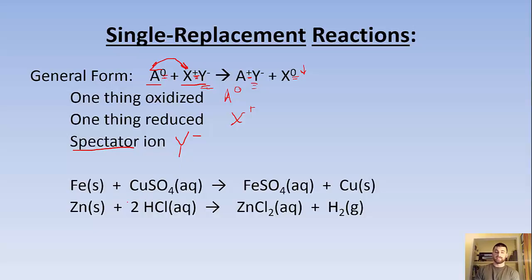So if we take a look at some of these examples, they are also single replacement. You can see iron by itself, it replaces the copper. So now it's the iron with the sulfate and copper by itself. In this example, we got zinc and HCl. Well, the zinc replaces the H, so now it's zinc with chlorine and hydrogen just by itself.